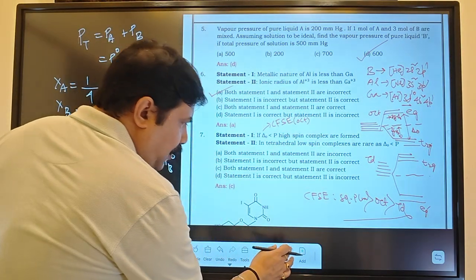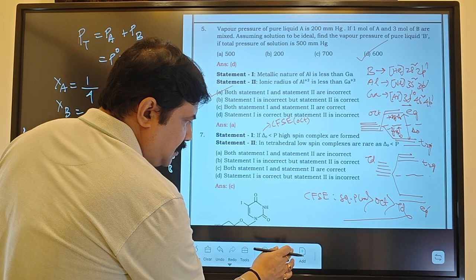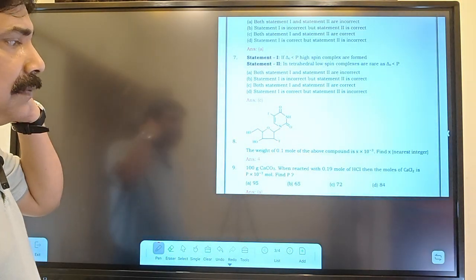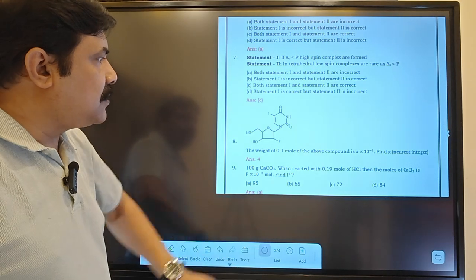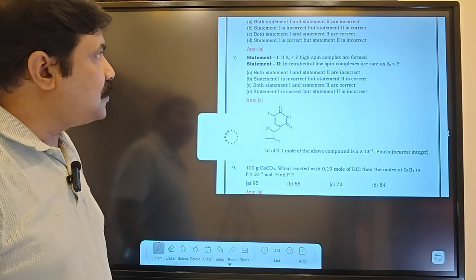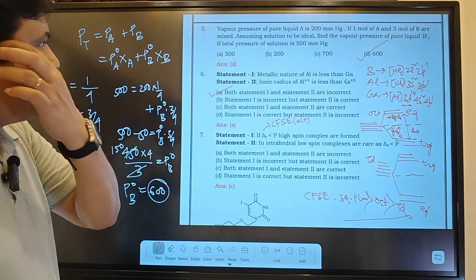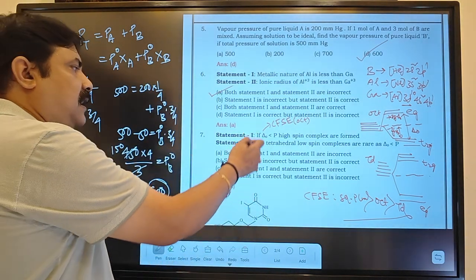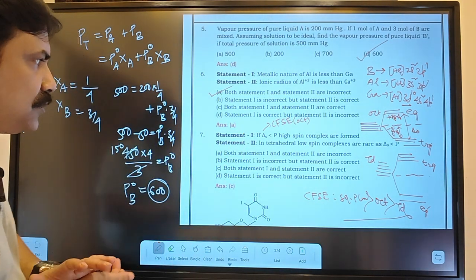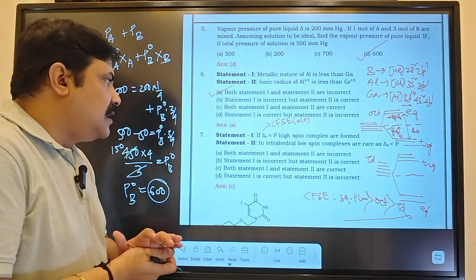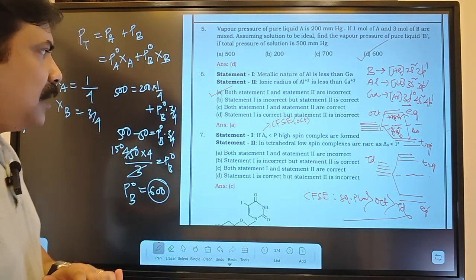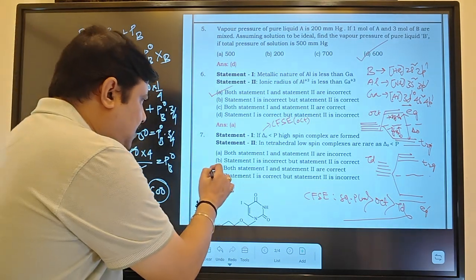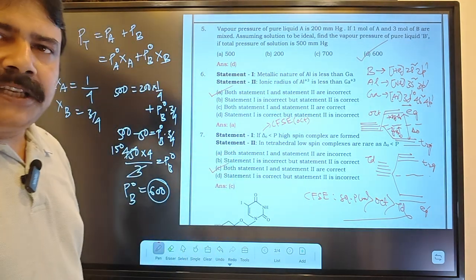So now if you look at the next level of questions, what are they asking? If you look at the previous questions we discussed, they are giving which will be the correct answer. The first option: both statement 1 and statement 2 are incorrect. Statement 1 incorrect, statement 2 correct. Both statements are correct. Yes, both the statements are correct. Option C will be your answer.